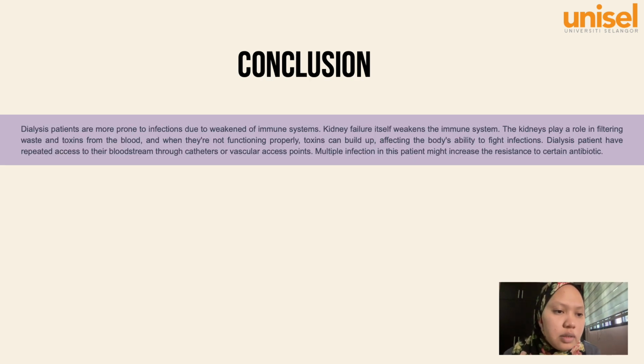Next, move to the conclusion. Dialysis patients are more prone to infections due to a weakened immune system. Kidney failure itself weakens the immune system. The kidney plays a role in filtering waste and toxins from the blood, and when they are not functioning properly, toxins can build up, affecting the body's ability to fight infections. Last but not least, dialysis patients have repeated access to their bloodstream through catheters or vascular access points, and multiple infections in this patient might increase the resistance to certain antibiotics. So this is all about the patient's case study, and thank you.